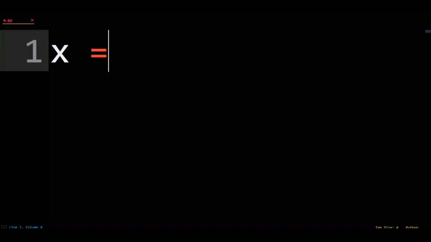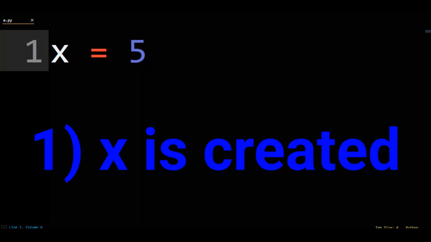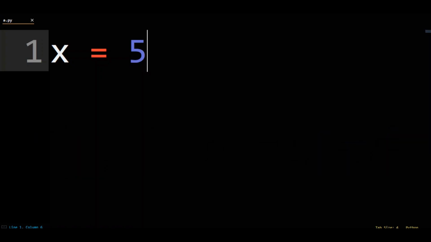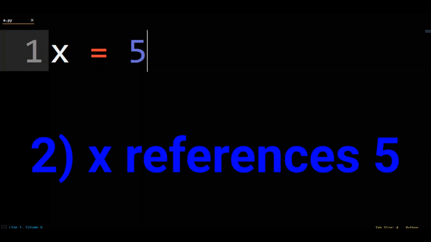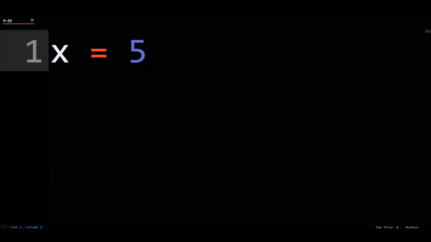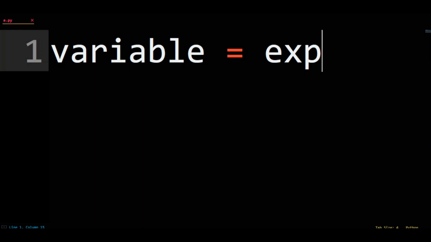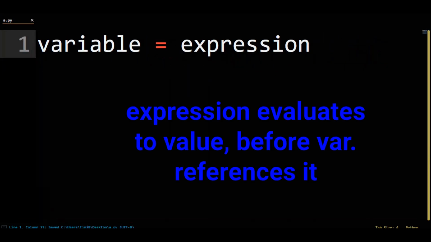X equals 5. This assignment statement has two parts, or steps. First, the variable x is created. Then, x references the value 5. This can be generalized. Any assignment statement can be written as variable equals expression. The right-hand side, or the expression side, evaluates to a value before the variable references it.